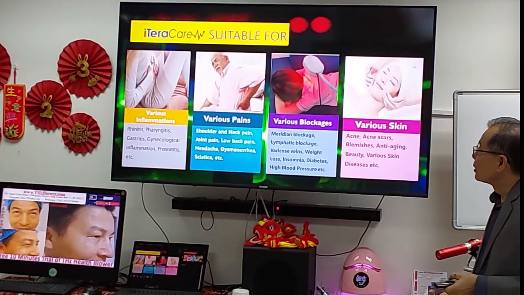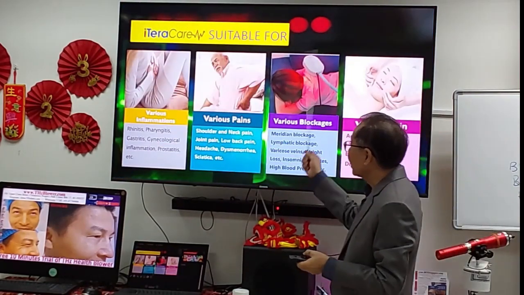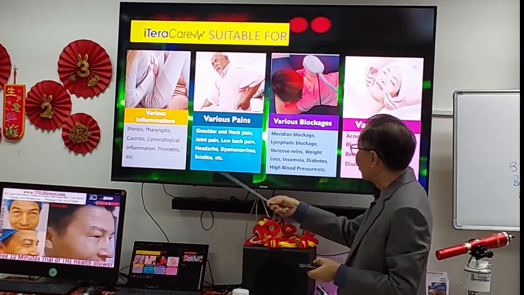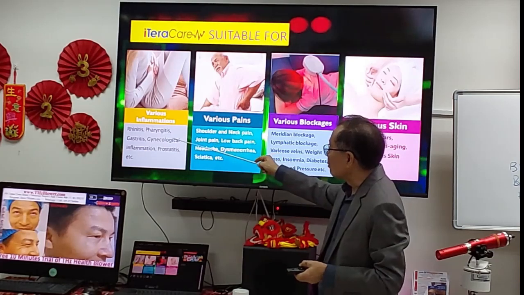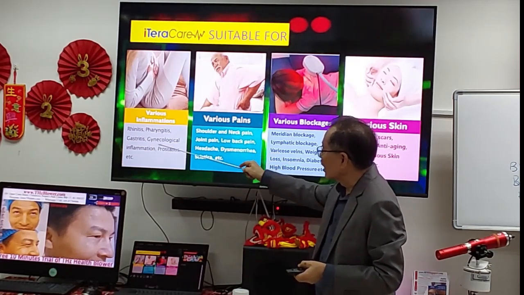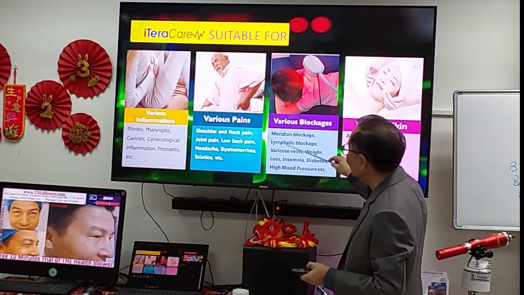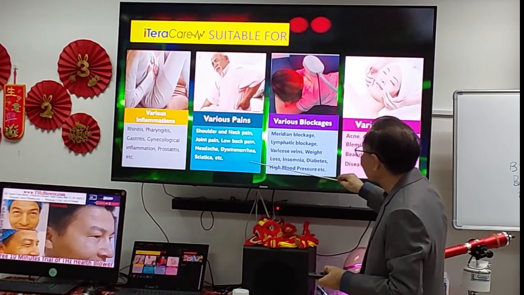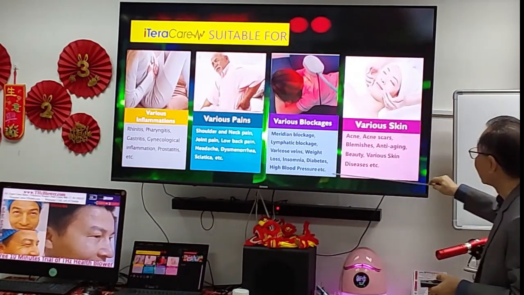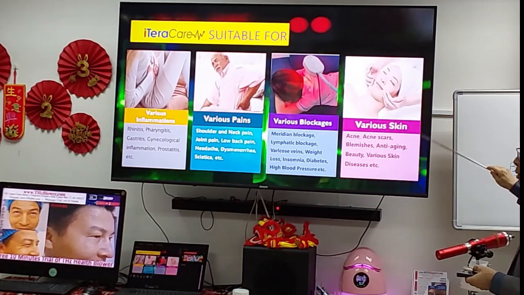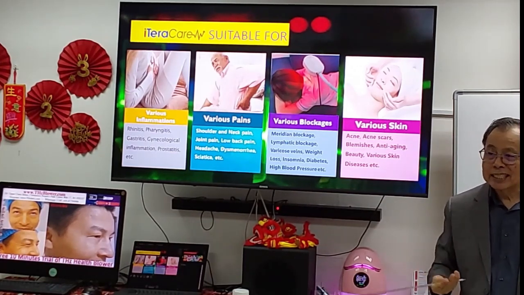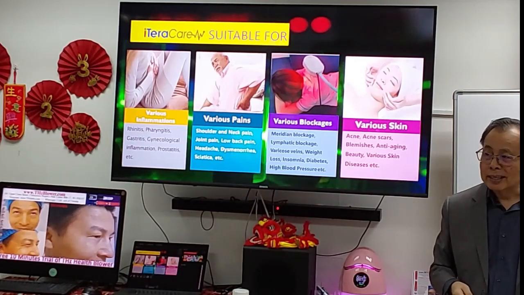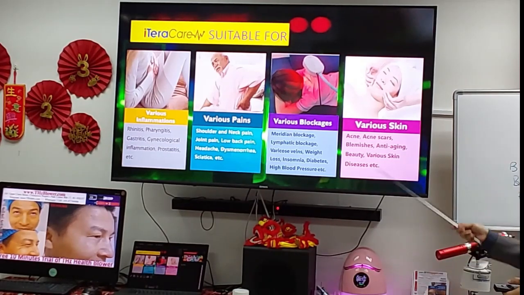So, THz is suitable for all these things, all kinds of inflammation, rhinitis, pharyngitis, gastritis, various pains, various blockages, various skin conditions. I will talk about this in the next talk, anti-aging with respect to skin. That will be the focus of my next talk.